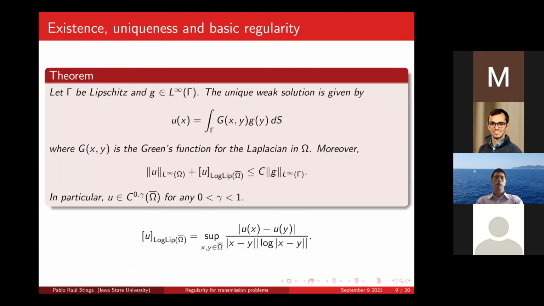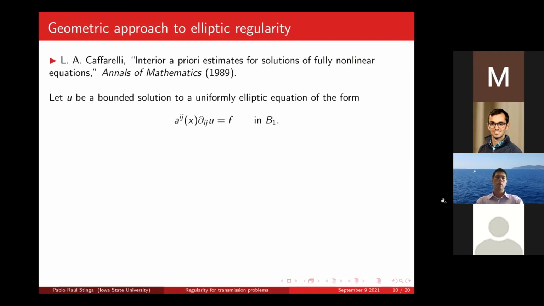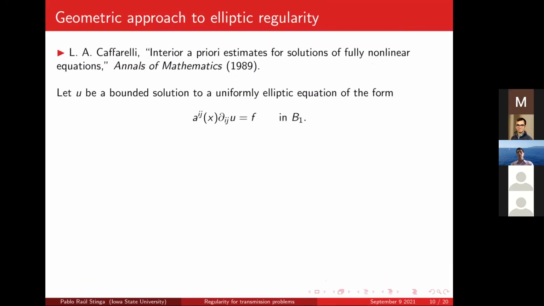All right, so let me review what will be a proof of Hölder regularity of solutions of elliptic equations. Let me go back to just a single equation and see how you can do that. So there is a geometric way of proving elliptic regularity. This is a technique developed by Luis Caffarelli in this paper in Annals of Mathematics in '89. So what is the idea? I'm going to explain roughly what is the geometric way of proving regularity.